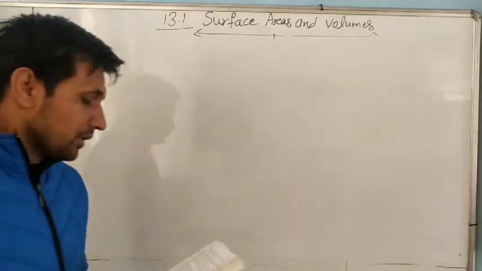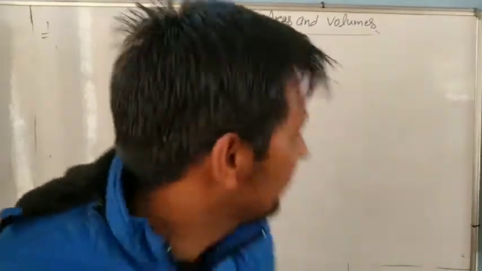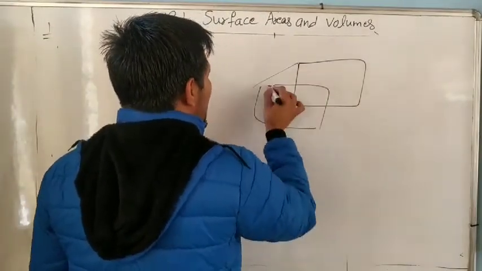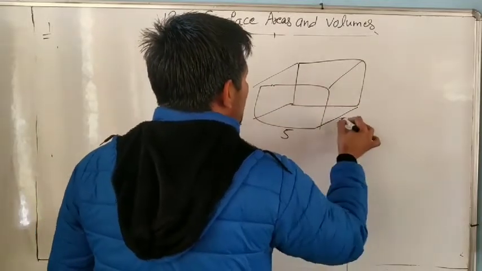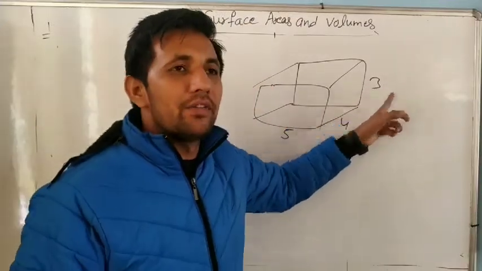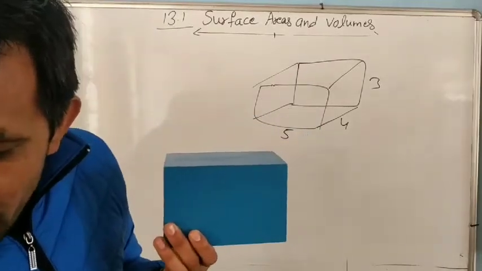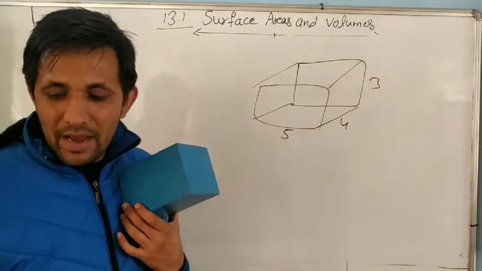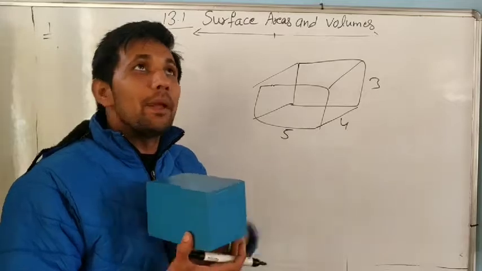Question number 2. Read. A room is given whose length, breadth and height are 5, 4 and 3. And if length, breadth and height are all different, it means it is a cuboid. Find the cost of whitewashing the walls of the room and the ceiling. Ceiling means roof.